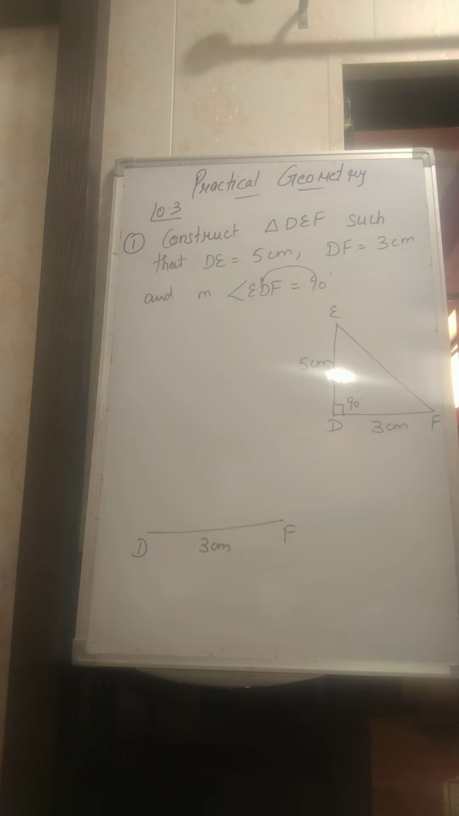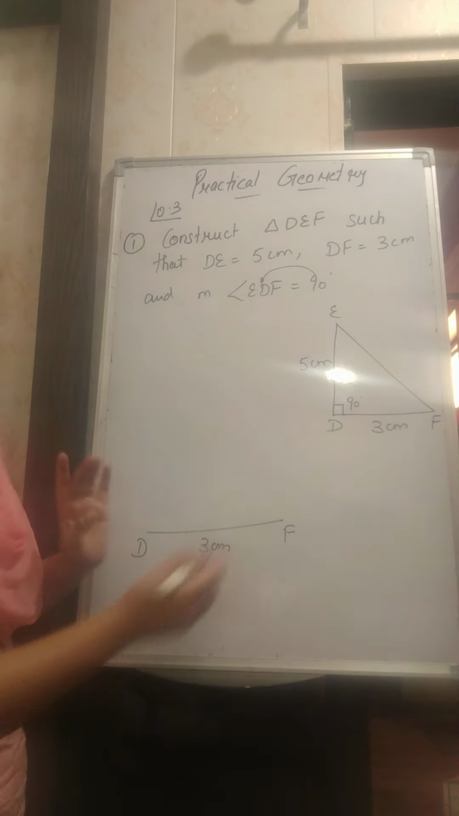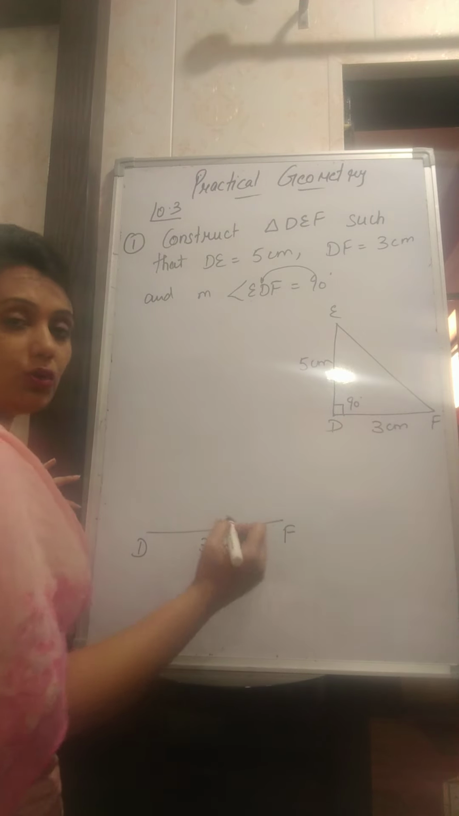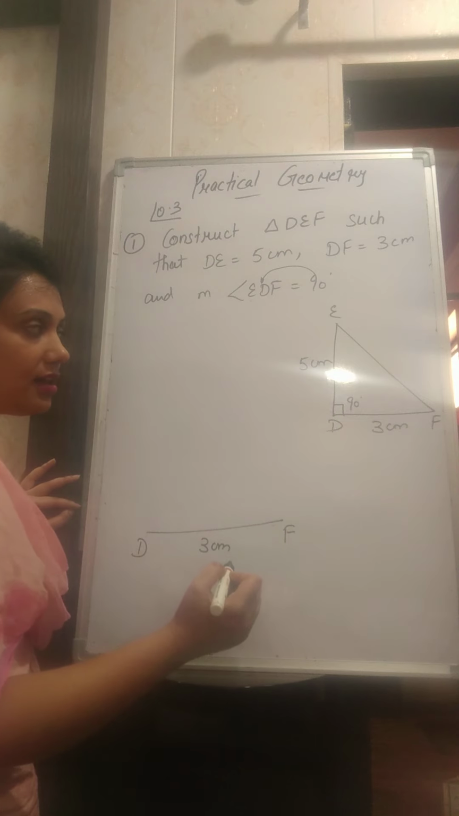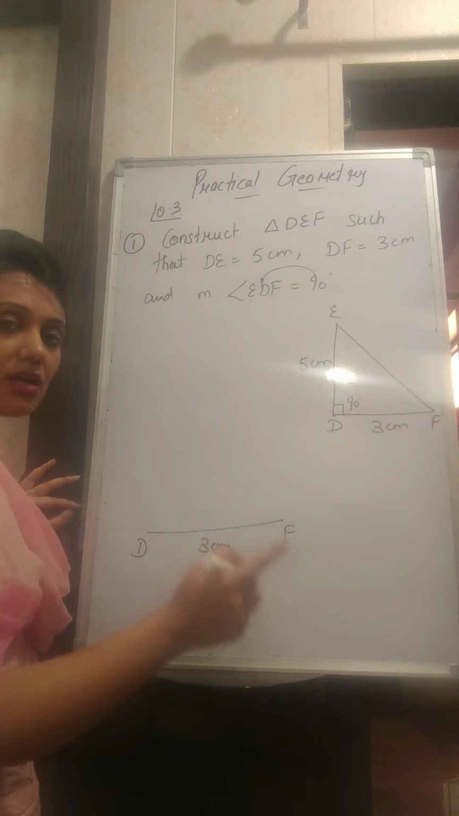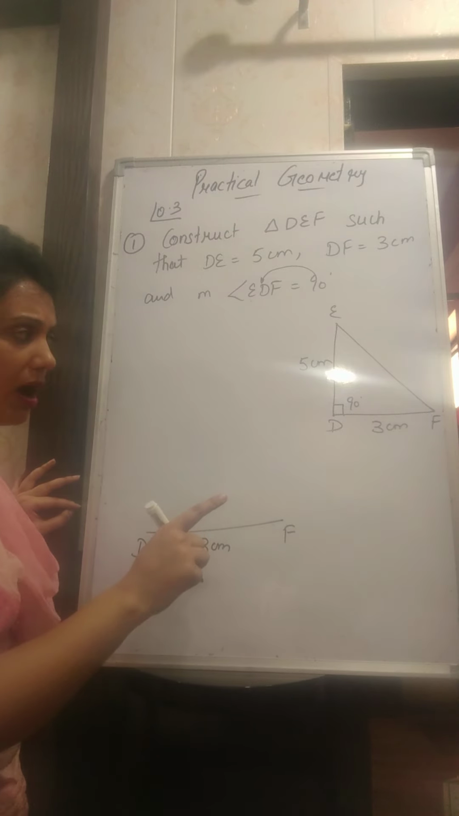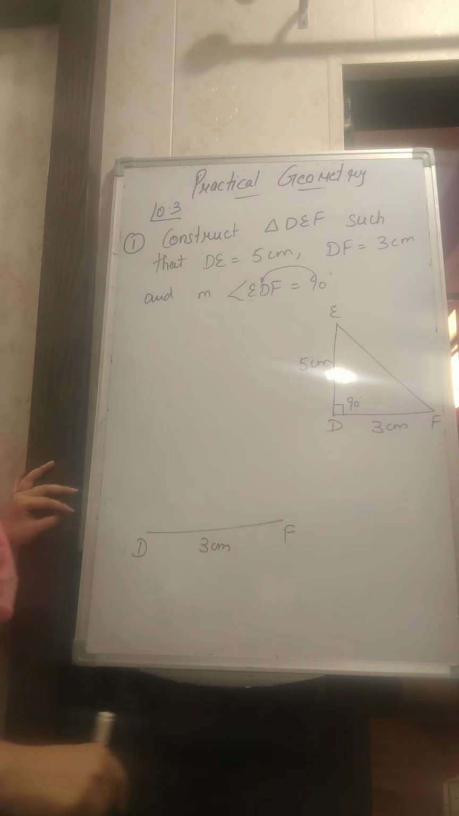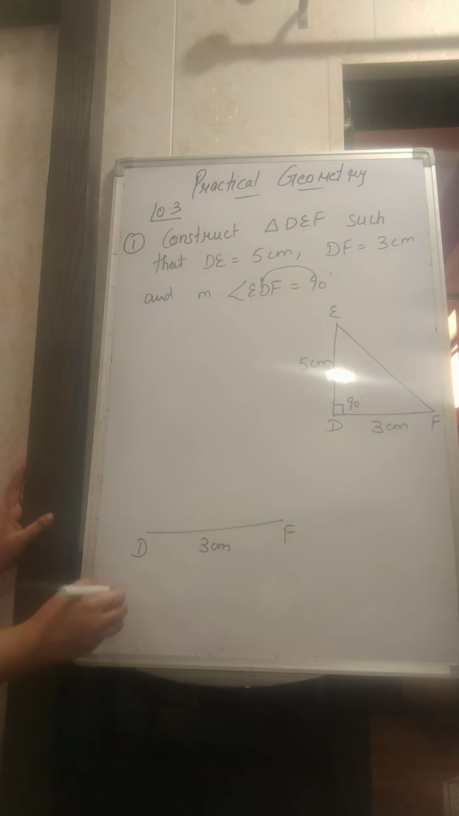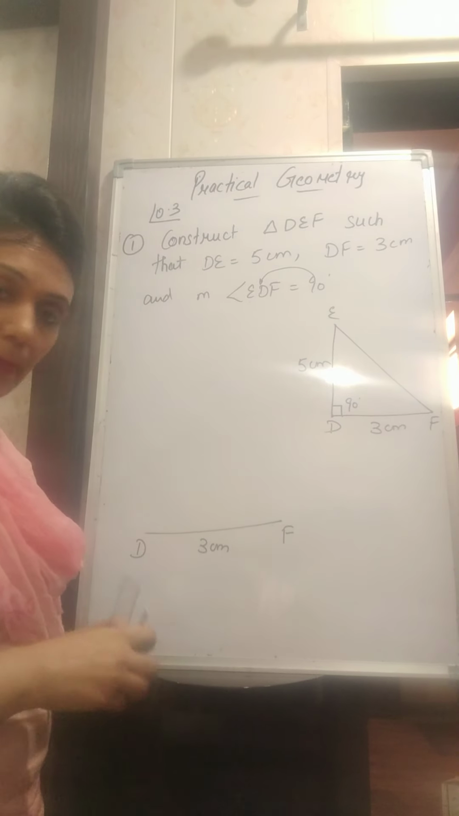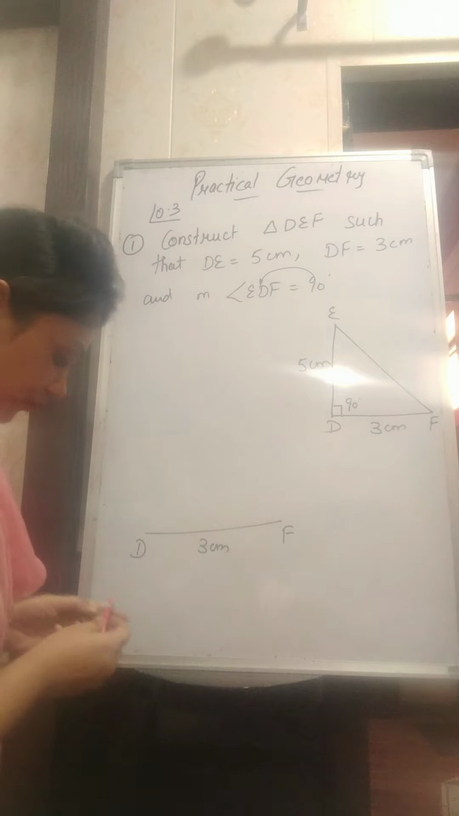Now next step. We can see we are having 90 degree angle at point D. Now you all know how to make 90 degree angle. 90 degree angle will be made by using compass. If you make it by using protractor, you will not get the marks. So 90 degree angle will be made by using compass. What you will do? You will open the compass of any radius, right?